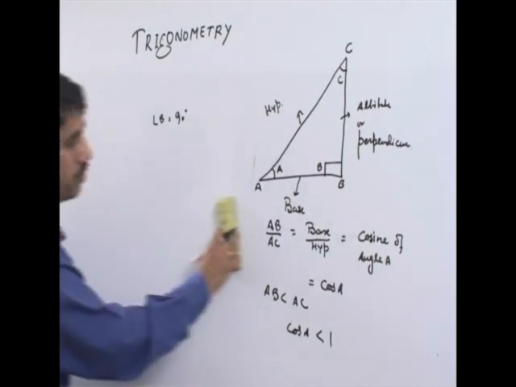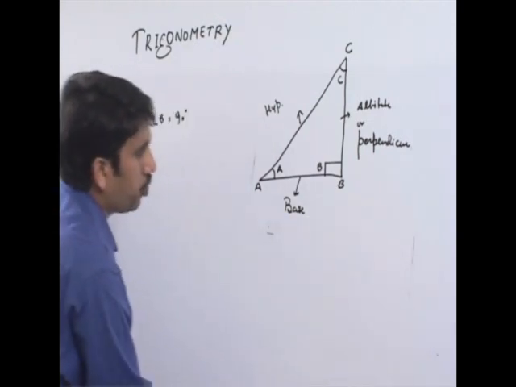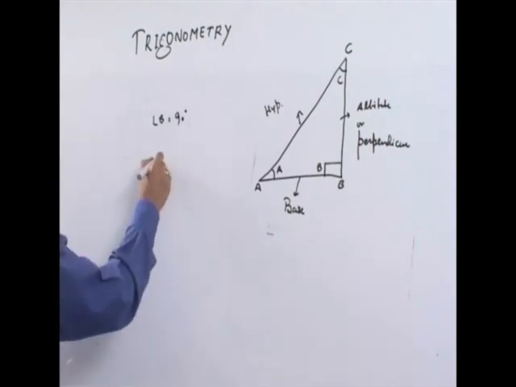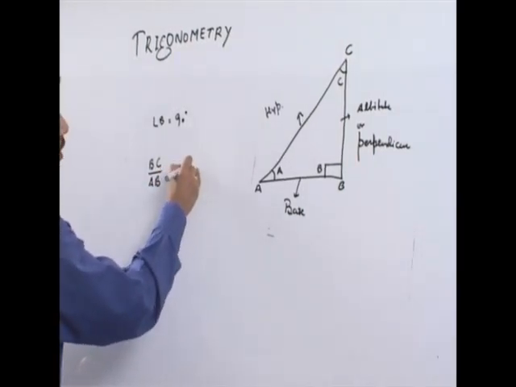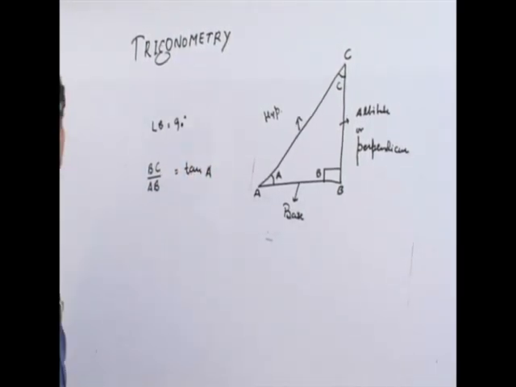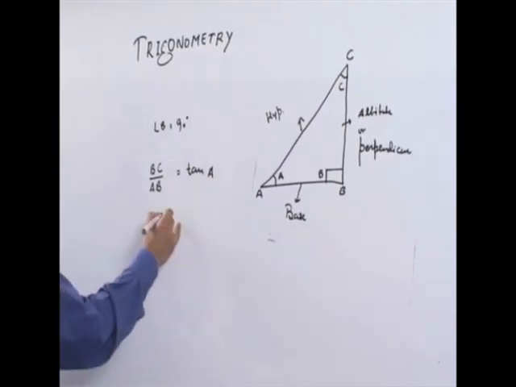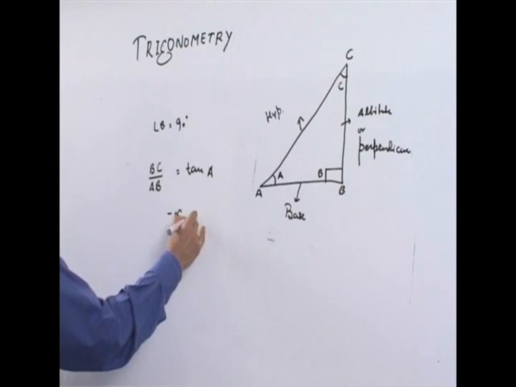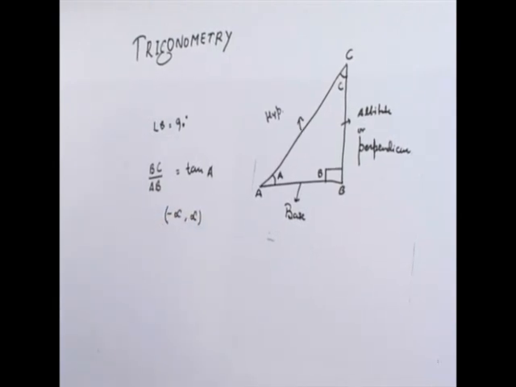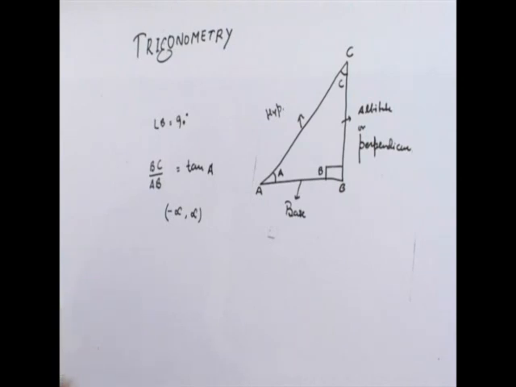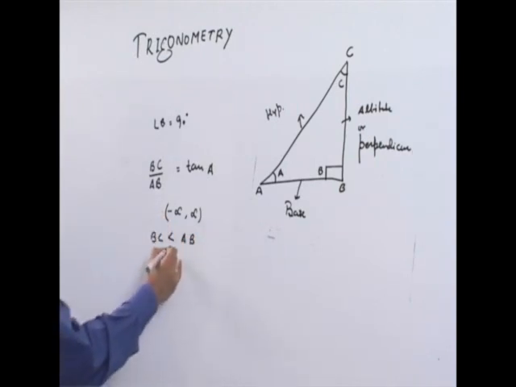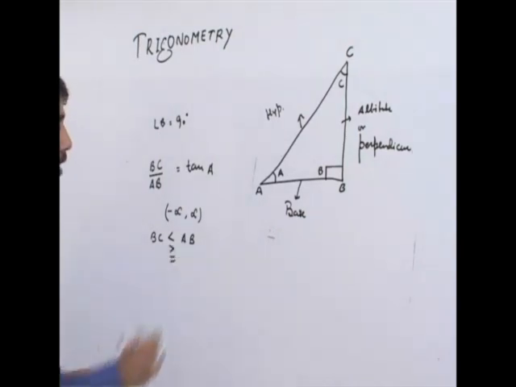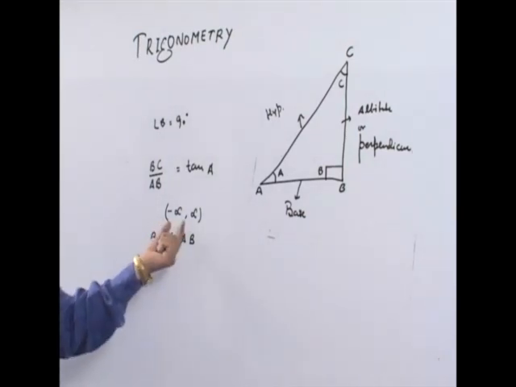Now if we take the ratio of BC over AB, this is termed as tan of angle A, and its range is minus infinity to infinity. What can the relation between BC and AB be? It can be less than, greater than, or equal to. That's why its range is minus infinity to infinity.